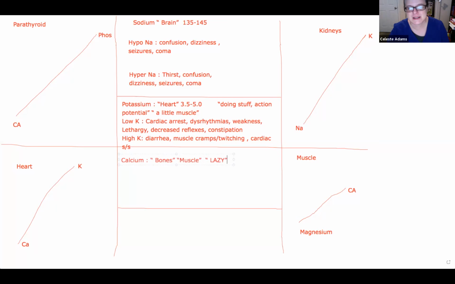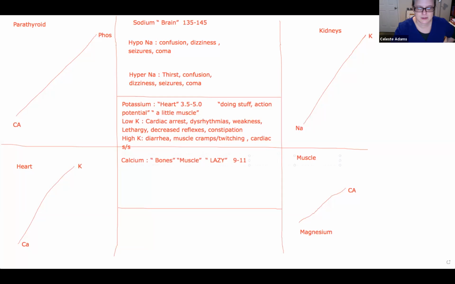So what is the normal range for calcium? What did I tell y'all to remember? 9 to 11, 911. You break a bone, you call 911. That's the range I want y'all to remember for calcium. Break a bone, call 911. Easy way, kind of fun way to remember that.